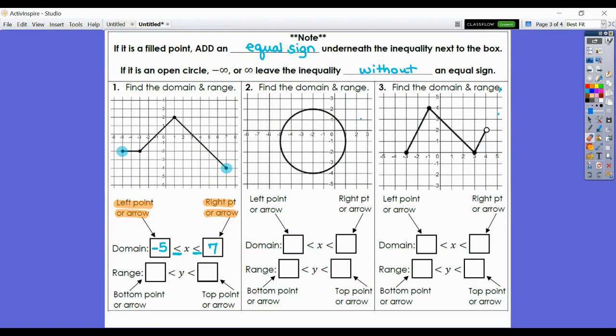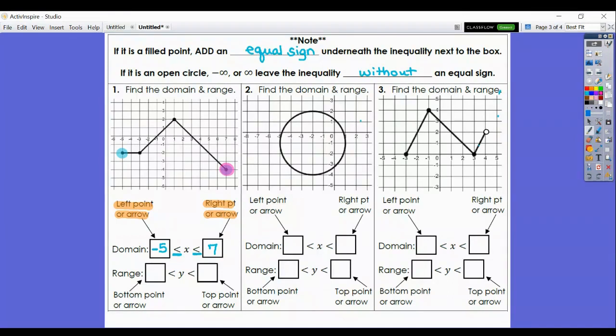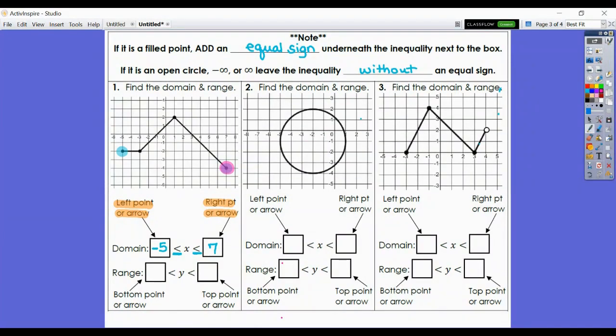For range, we're looking bottom to top. So my bottom point, I'm going to highlight it in pink. It can be, but doesn't have to be the same as your other points. It's the lowest bottomest point on your graph. Here it is at 7, -4. Because it's the range, we select the y value of that point. So that's going to be at -4. Make sure you put an equal sign underneath because it is a filled point.